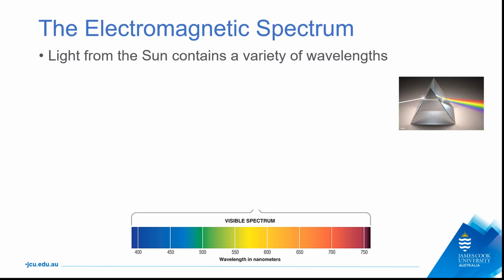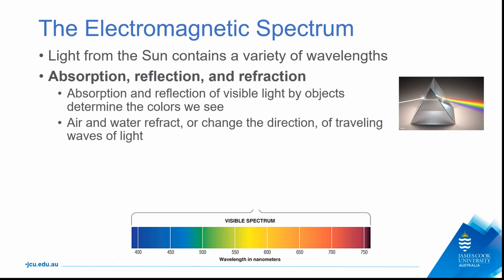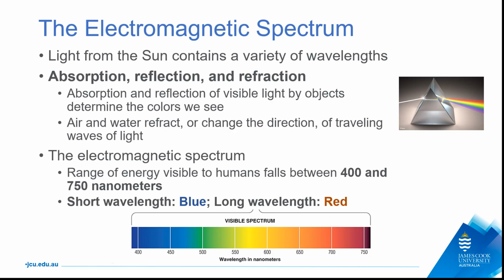On the EM spectrum slide, we see that light from the sun contains a variety of wavelengths. They're involved in just 3 processes: absorption, reflection, and refraction. We'll talk about them one by one. These are all revision of our secondary school science. Air and water refract, changing the direction and the speed of light. When we talk about the EM spectrum applying to visible light, it's between 400 and 750 nanometers. Remember this, this is very important general knowledge. For blue, we are talking about the short wavelengths.